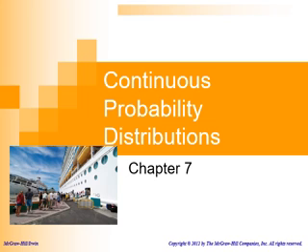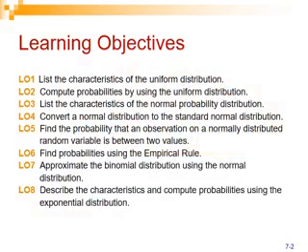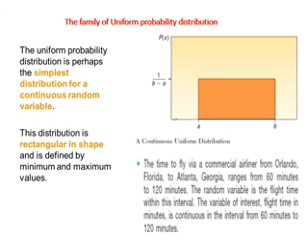Now we will consider the families of continuous distributions, and we will begin with the uniform probability distribution. The uniform probability distribution is the simplest distribution for a continuous random variable. Really, it's the simplest form. This distribution has a rectangular shape like this. So we have a rectangular shape for the uniform distribution.